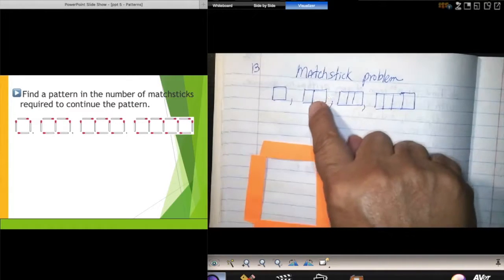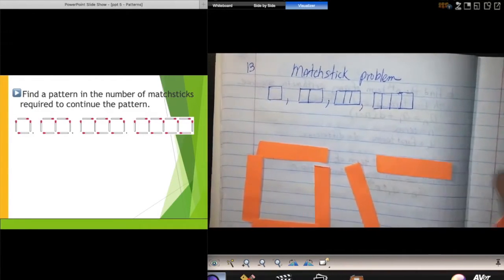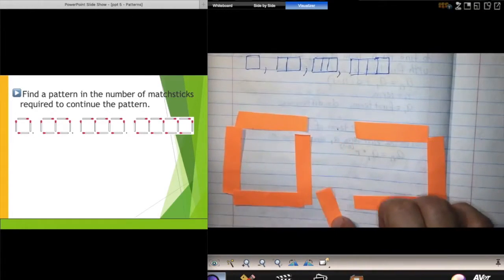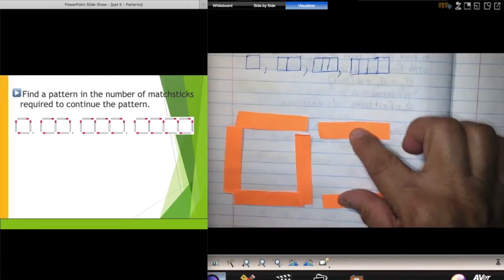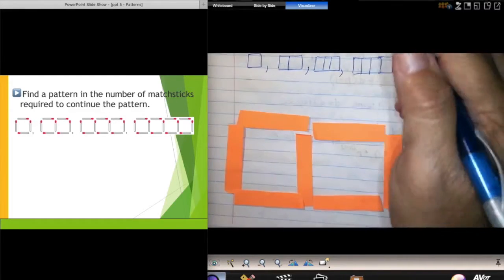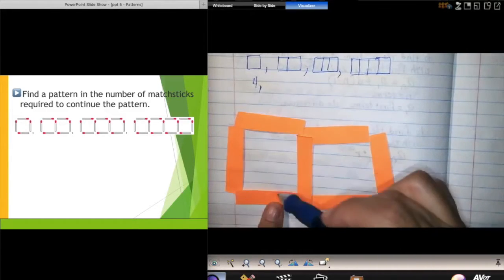Now, how would I build this figure right here? I'm not making a whole other square. That's not what I'm doing here. What I'm doing is attaching it and then adding on. Oh, look at that. Okay, and let's count them. We said that the first figure had 4, and the second one had 1, 2, 3, 4, 5, 6, 7.